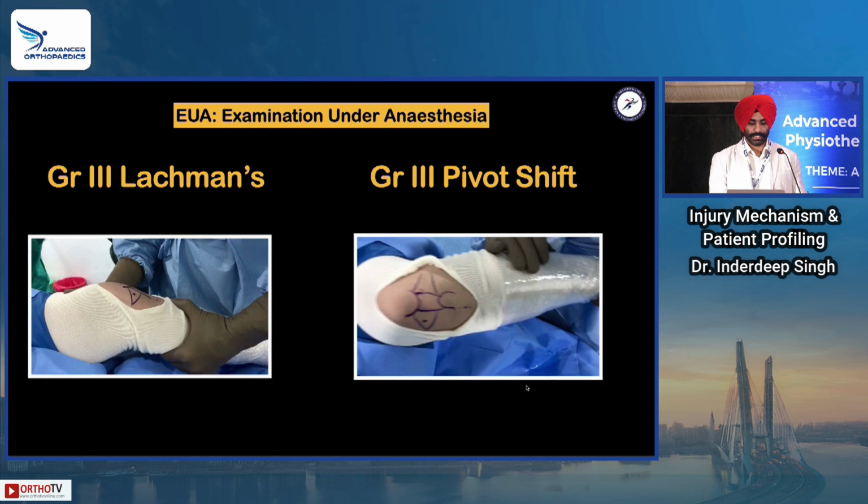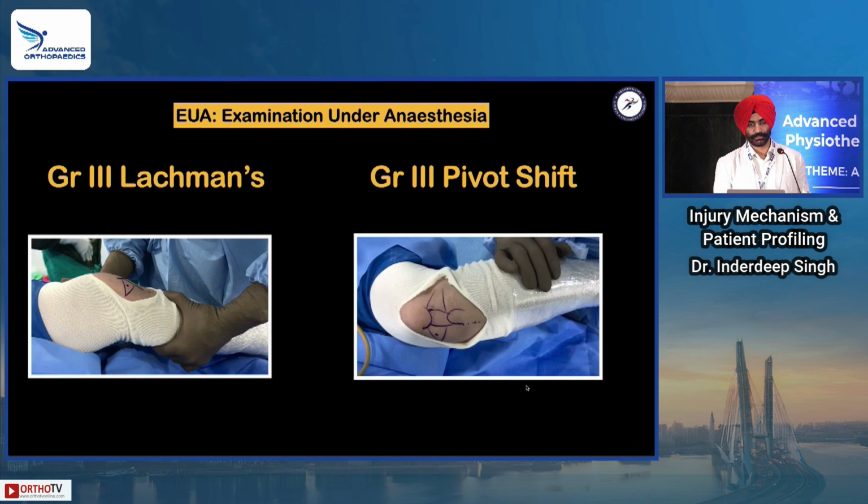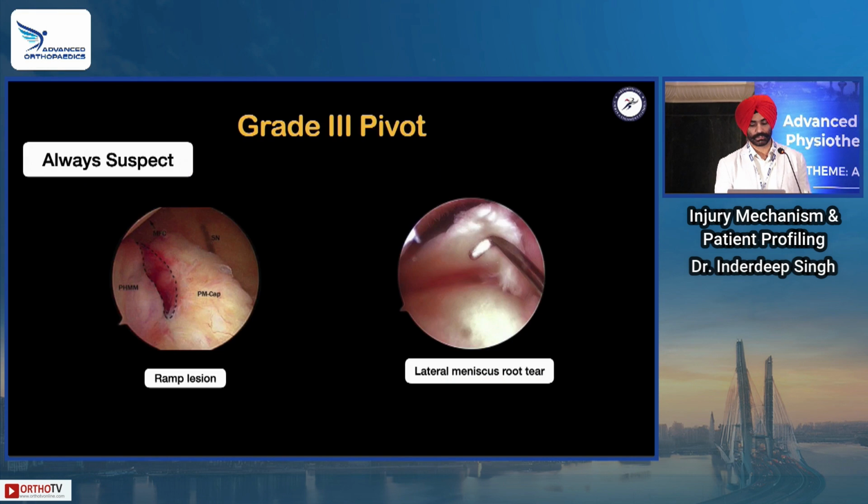Examination under anesthesia, again, is very important because if there's enough laxity or a grade 3 pivot shift test, you have to change your plan of treating this patient, or you have to add on a procedure to it. So these grade 3 pivots can also happen when there's a meniscus ramp lesion or a lateral meniscus root tear. So always suspect these whenever you are having a grade 3 kind of pivot shift test. It's just not the ACL which is giving the stability to the knee. It's the other structures which are also providing stability to the knee.